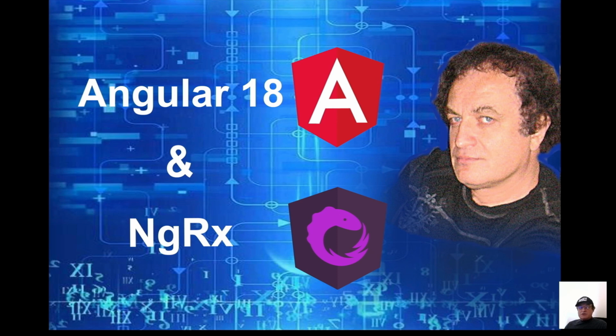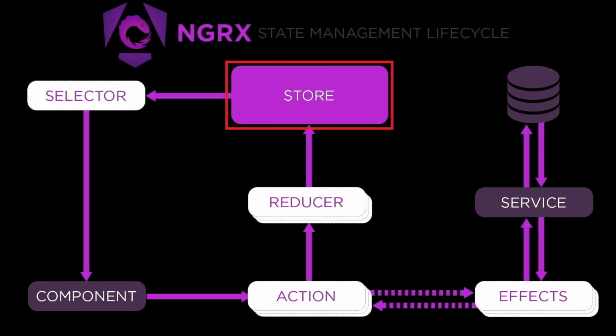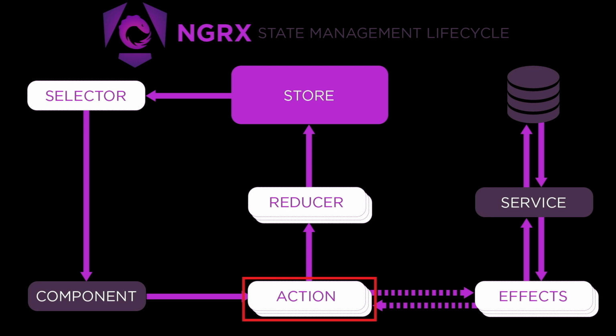NgRx state management is implemented through a set of core concepts. Store. Store is a part of the state management that is implemented with a structure of immutable data. In other words, the data contained therein cannot be changed directly. Therefore, all state changes must be done through actions. These actions define what will be changed in the state through the mechanism called reducer. To use the store in your component, you need to inject the store service and dispatch an action.